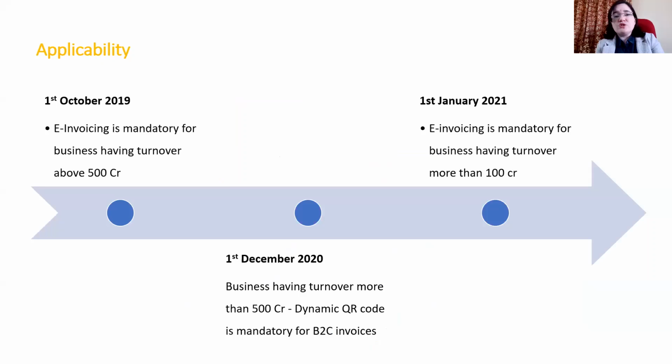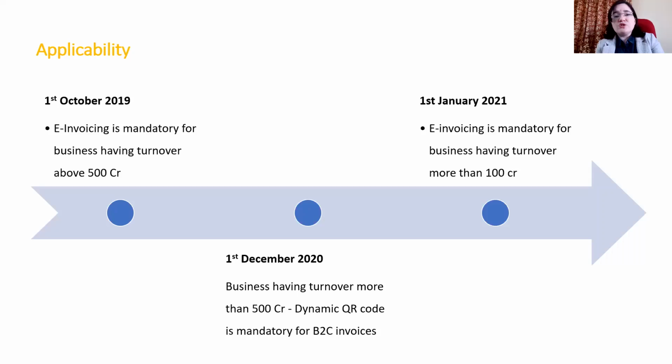above 500 crore. Then from 1st December, they are saying that taxpayers who have a turnover above 500 crore are required to generate the QR code for B2C invoices. So for B2C invoices now, from 1st December, they would be required to generate the QR code. And from 1st January 2021, e-invoicing is made mandatory. The notification is already issued, and e-invoicing is made mandatory for businesses having a turnover of more than 100 crore.